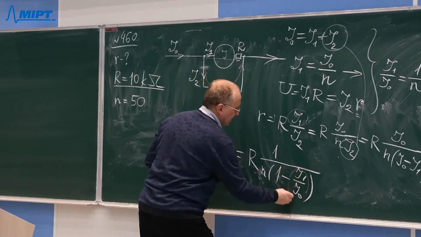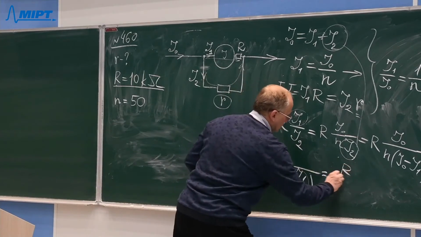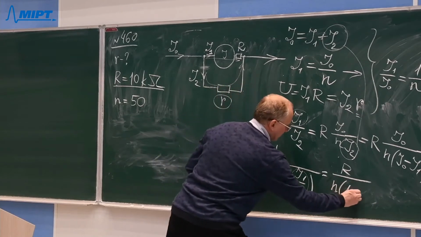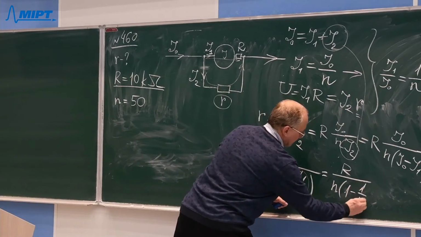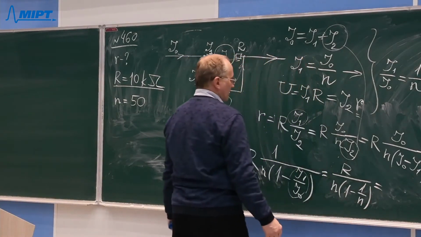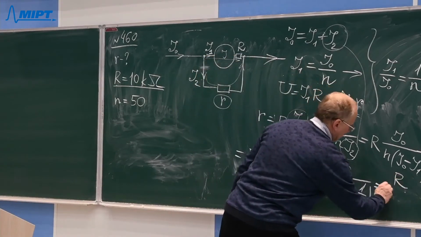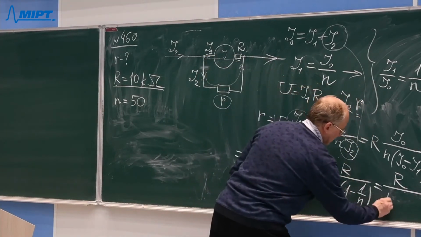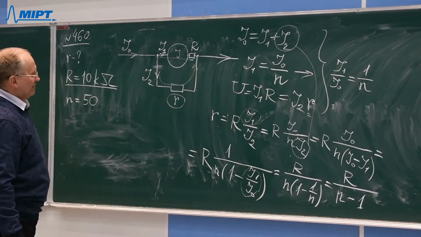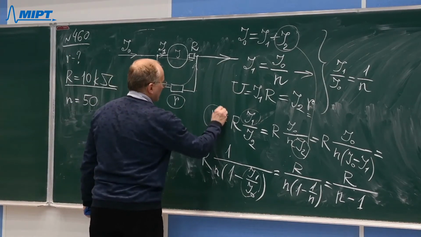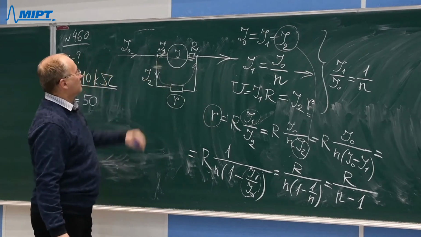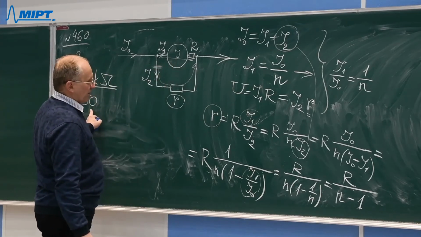So this expression is known, and the total formula will give us R divided by N, and here we will have 1 minus 1 divided by N. After opening these brackets, I will obtain the final answer, which will be capital R divided by N minus 1. Such will be the resistance of the shunt, which is necessary to reduce the sensitivity of this device by N times.